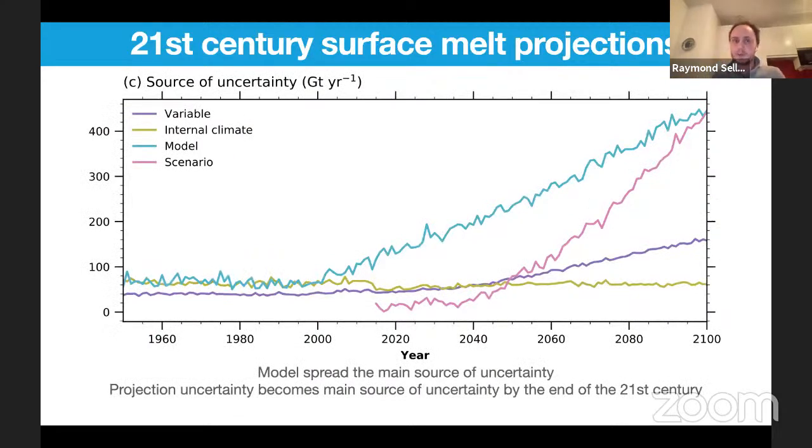Looking into what gives the most uncertainty in this melt projection, we can see the spread. I take the standard deviation of the differences between what the two variables project, for the internal climate variability, for the model spread, and for the scenario spread. We can see that the model spread is the main source of uncertainty in this projection, with the scenario spread becoming increasingly important. Further, the scenario uncertainty is very, very low before 2040. More or less, the scenarios cannot be distinguished from each other until year 2040.